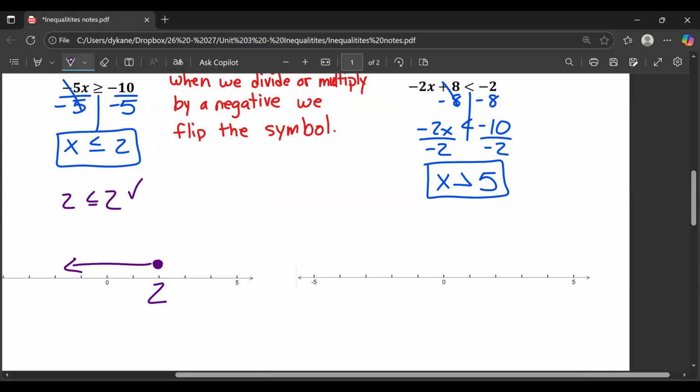Now we're going to graph it. I'm going to go to 5 on my number line. I ask myself, is 5 part of my solution? Is 5 greater than 5? No, it is not. So I do an open circle at 5. And then I need to show the other numbers that can be solutions, because 5 isn't one. So I need the numbers that are greater than 5. I'm going to draw an arrow off to the right.